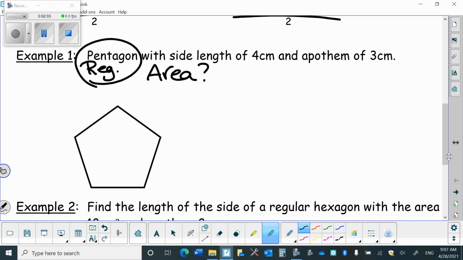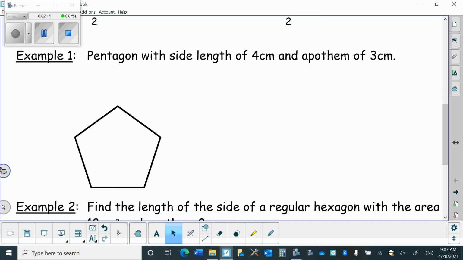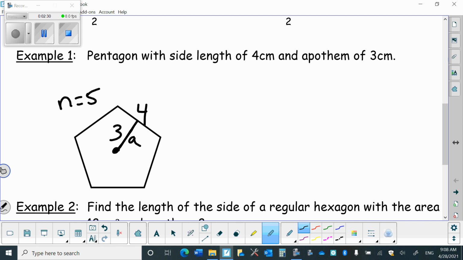They have given me the side is a 4, and your little apothem, which could be here, but remember that an apothem could also be anywhere, as long as it's from the center. Most of the time it's straight up and down, but it could also be like this. That's your apothem. Your apothem here happens to be 3 centimeters, your side is a 4, and we know that n is equal to 5 because it's a pentagon. And they're asking you for area.